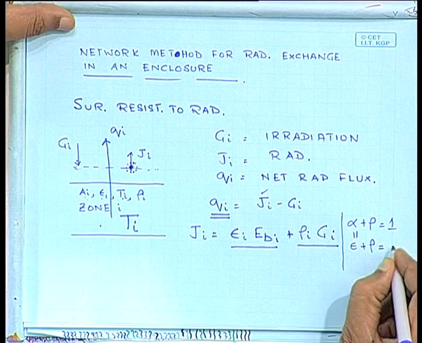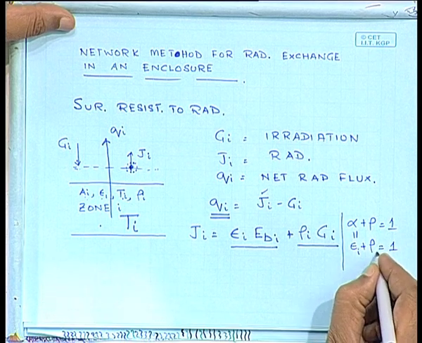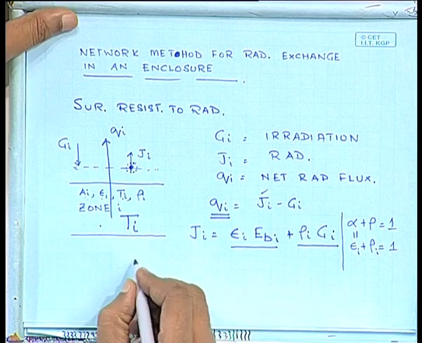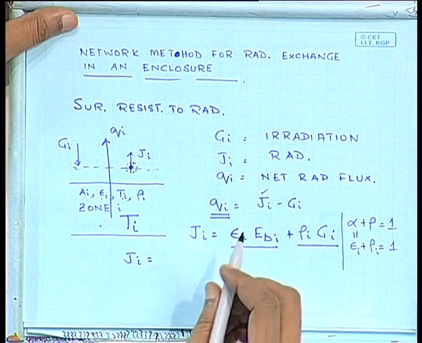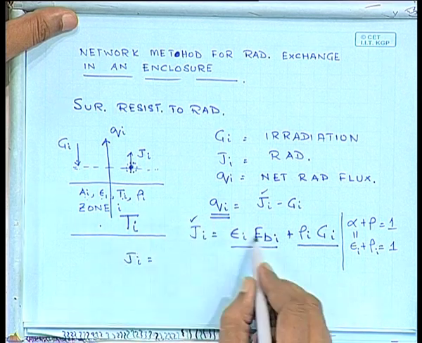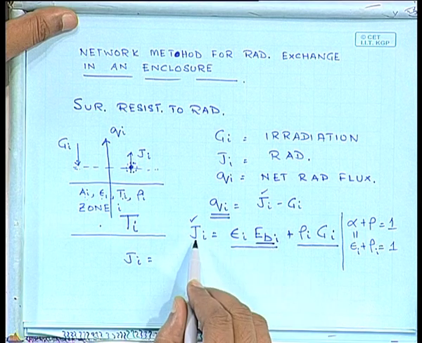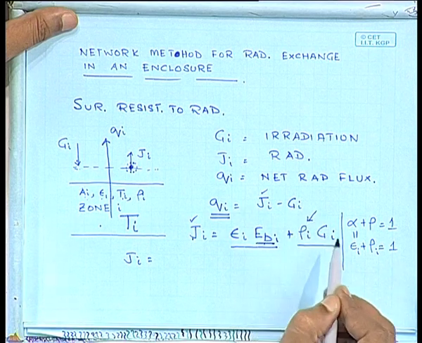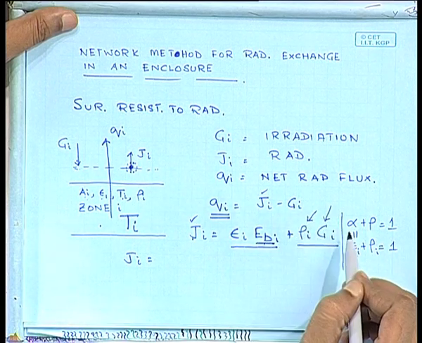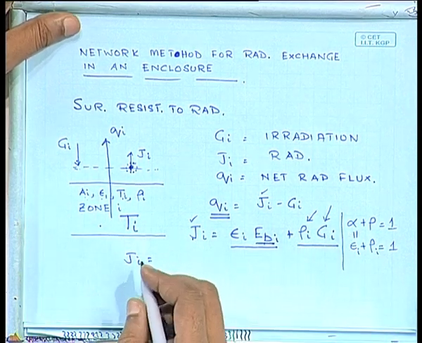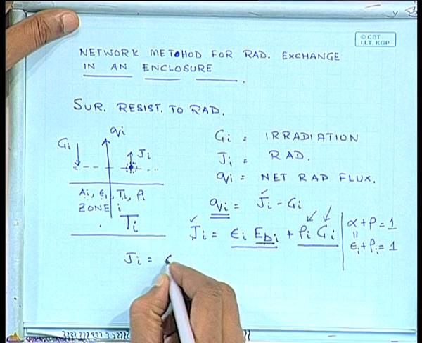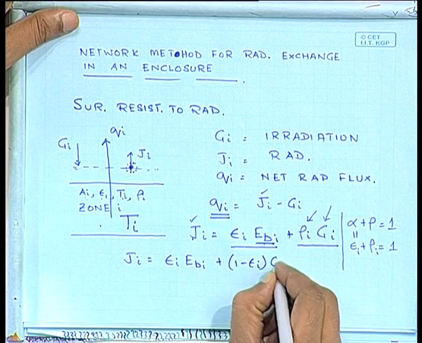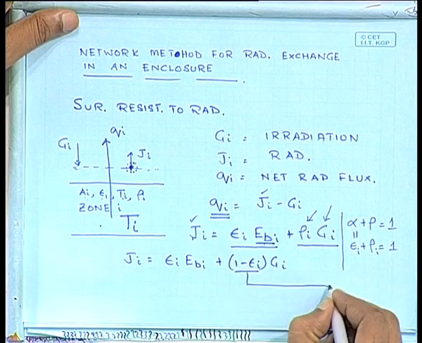So, epsilon plus rho would be equal to 1, epsilon I plus rho I would be equal to 1. Now, what we are going to do is simply substitute these and try to find a relation between J and E. That is our objective. How do I find a relation between Ji and Ebi? First, I have to substitute rho I and Gi in terms of something that we know of. So, Ji would be equal to epsilon I Ebi plus 1 minus epsilon I times Gi. This comes from whatever we have written over here.